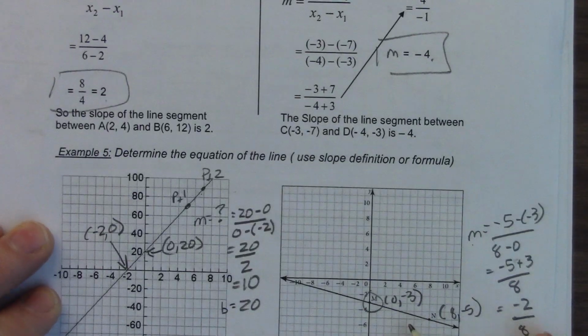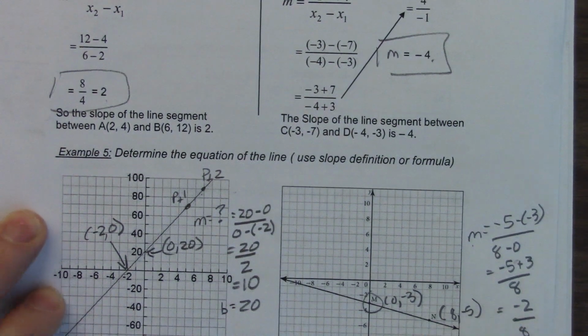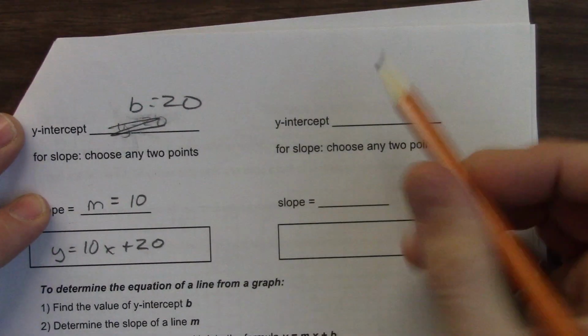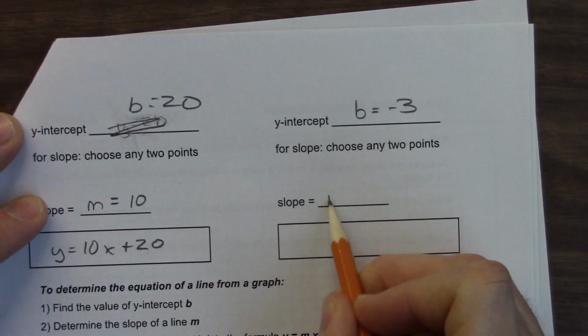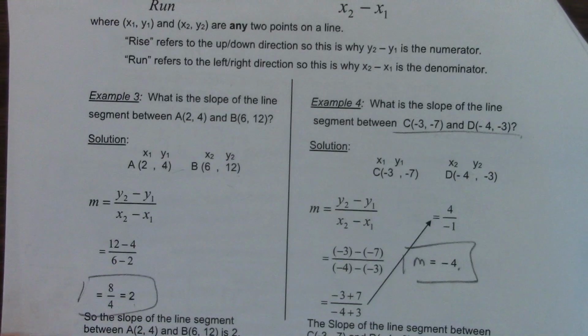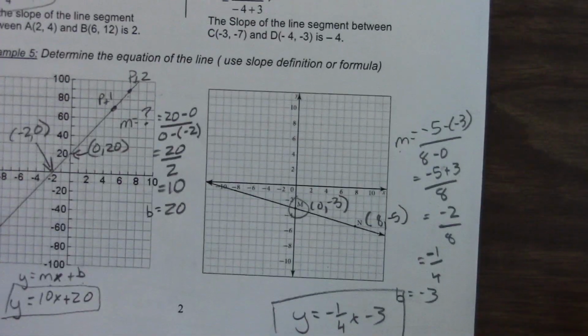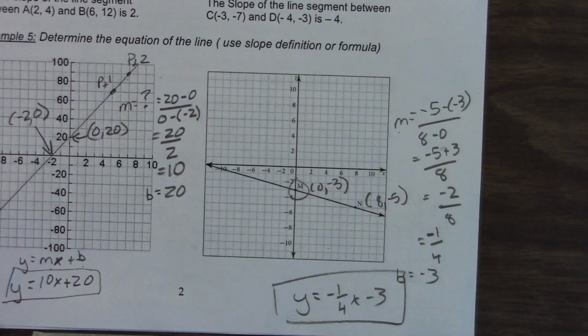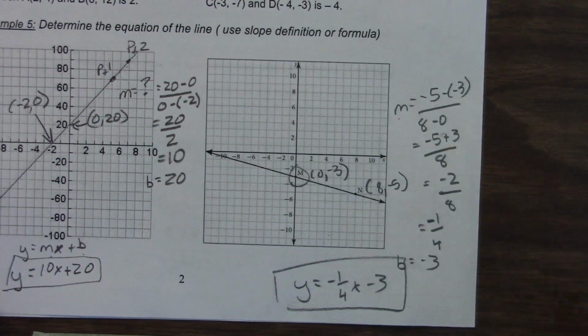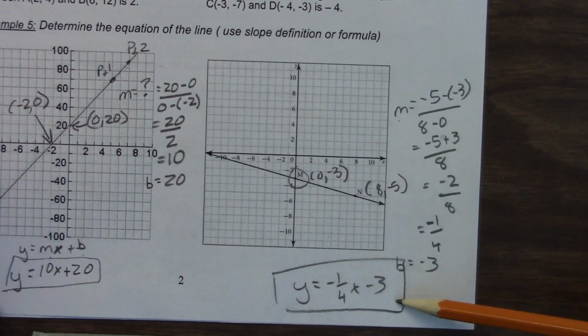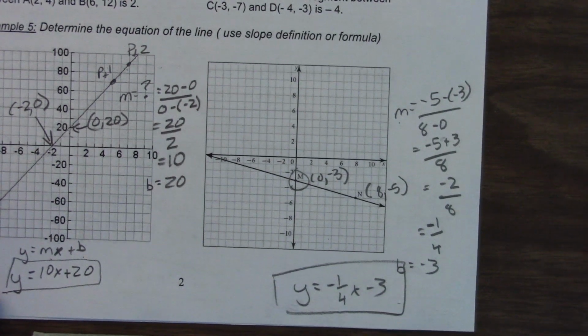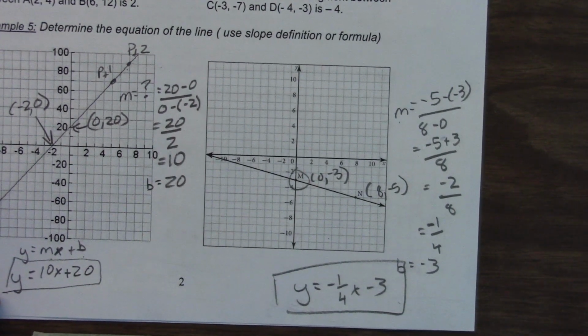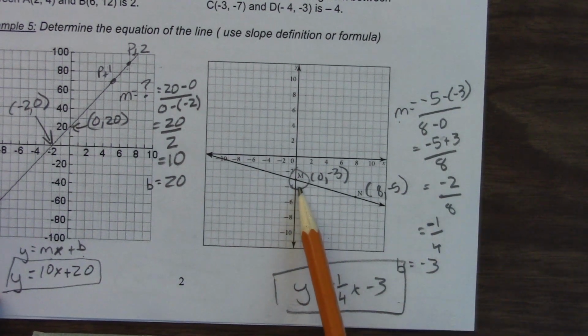Y-intercept of this graph over here. Negative 3. Excellent. So I'm going to write b equals negative 3. And my slope is m. We're going to write m equals, Josiah, what's the slope of this graph? This graph right here. That's the equation of the line. What's the slope? Nope. That's the y-intercept. What's the slope?